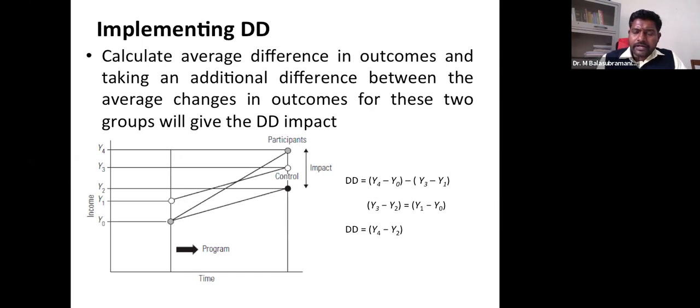I have given here the first equation: y4 minus y2, minus y3 minus y1. This is the double difference, because this figure gives you one difference, and this other term gives the other difference. This is the participant, this is the non-participant. Whereas here y3 minus y2 is equal to y1 minus y0, because it is the counterfactual.